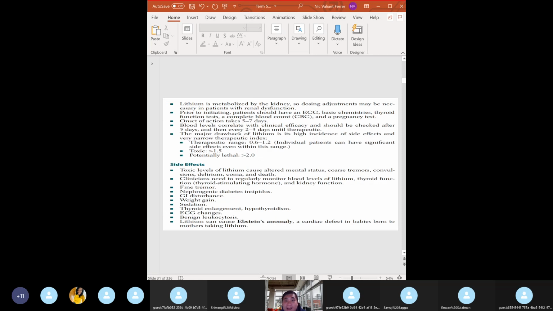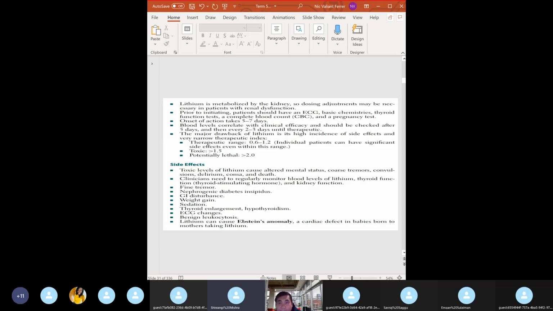Now, lithium is metabolized by the kidney. So if your patient has acute kidney injury or CKD, chronic kidney disease, you need to adjust the dose. What else do you need to monitor when prescribing lithium, high yield? What else do we need to monitor? And give me the reasons, doctors. Why do we need to monitor things? Thyroid function. Why? Because it can cause hypothyroidism. Excellent. What else?